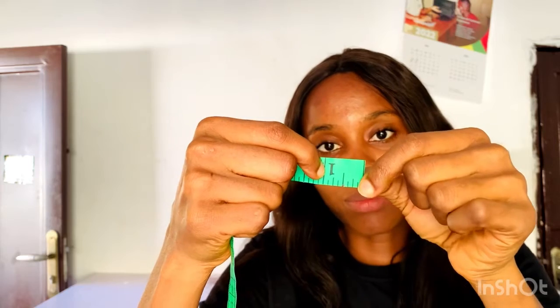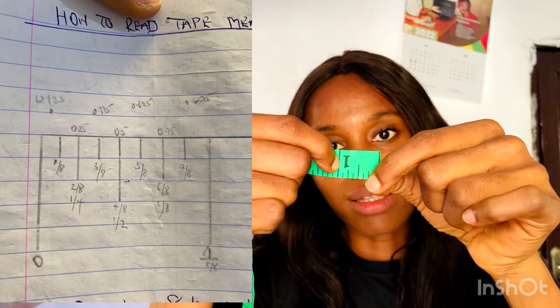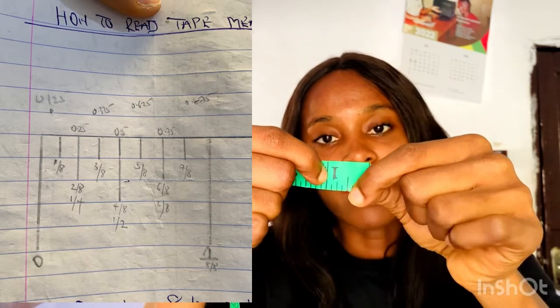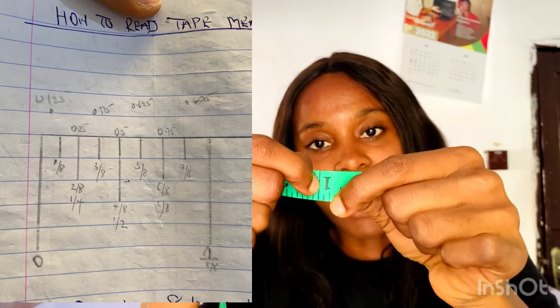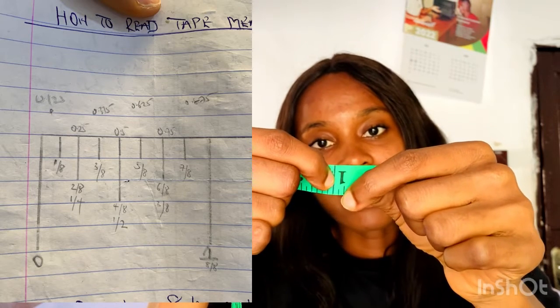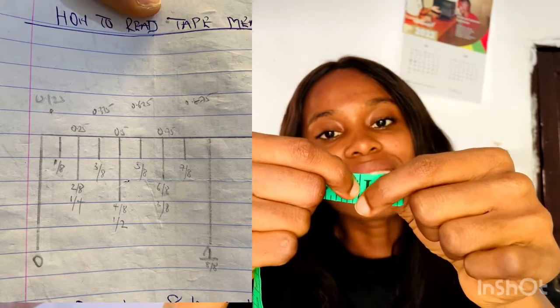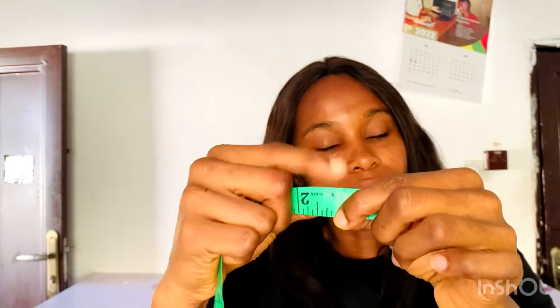From here is 0. After 0, we have 1/8. This is 1/8, this is 2/8, the number 2 line. Then the number 3 line is 3/8, the 4th line is 4/8, the 5th line is 5/8, the 6th line is 6/8, the 7th line is 7/8, and the 8th line is 8/8. You can't hear me say 8/8. It's always 1 inch, because when you divide 8 by 8, you have 1. That's the idea behind it.